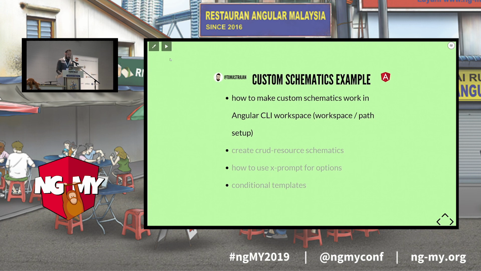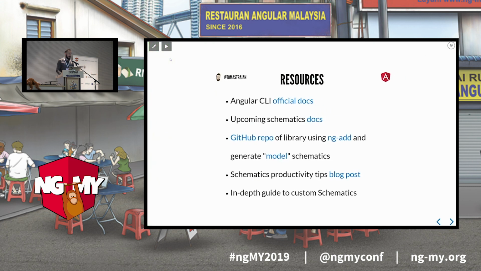Besides that, there is very good official documentation which is pretty recent. The pull request was merged maybe a month and a half ago. So there is now an official schematics documentation on the Angular IO website, which is very useful.